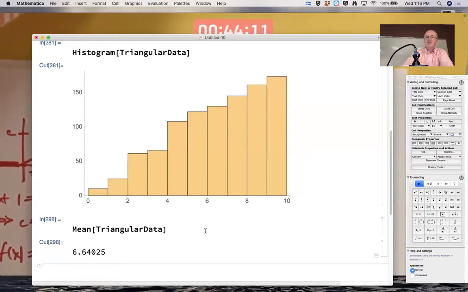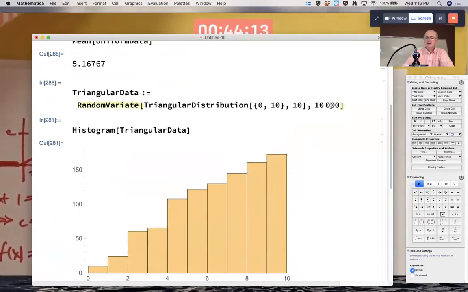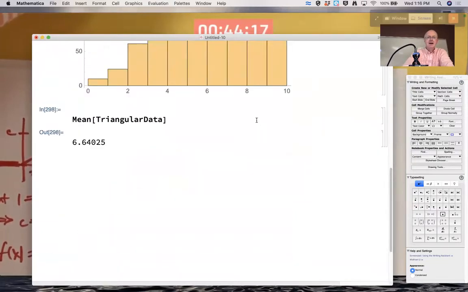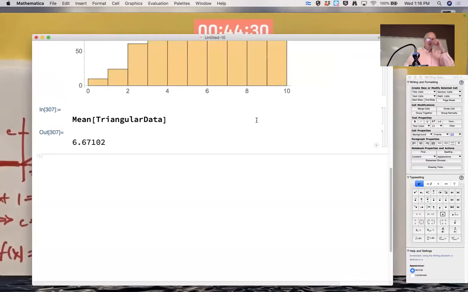Okay. Dare I even do 100,000? I dare. Yeah, very close to 6.67. And it does it pretty fast, evidently. Doing 100,000 data points there, all 100,000 of them very quickly. That's pretty impressive.